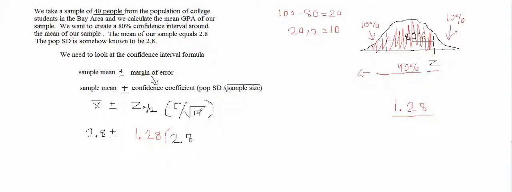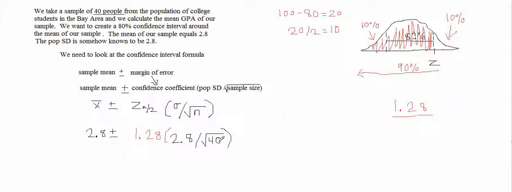What's our sample size? We're creating a confidence interval with a sample size of 40. It's a sample of 40 people because this was the mean of a sample of 40 people. So it's a sample size of 40, actually. So pretty much all you have to do is just plug in these values.